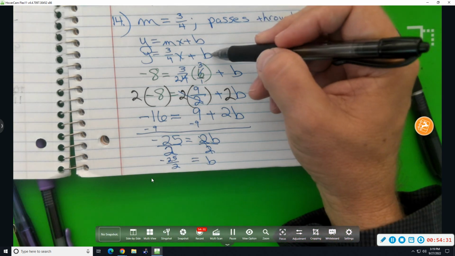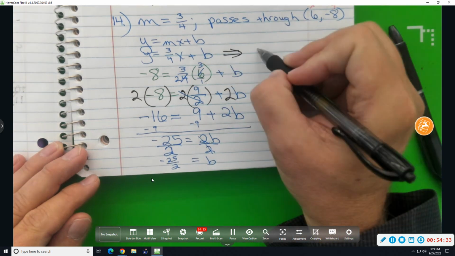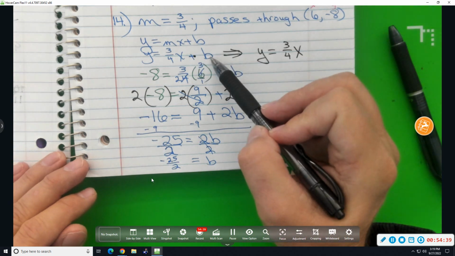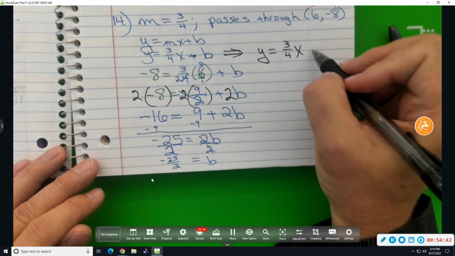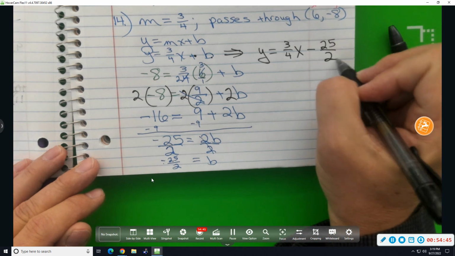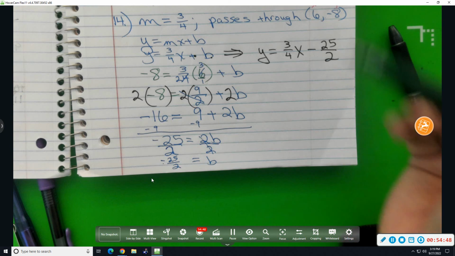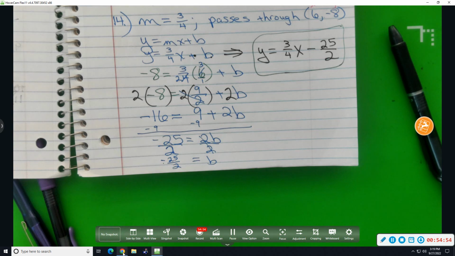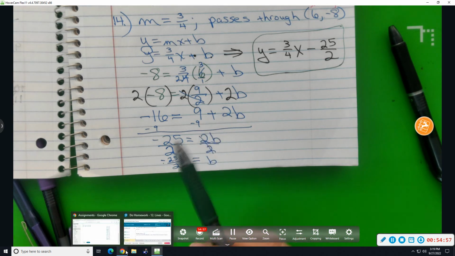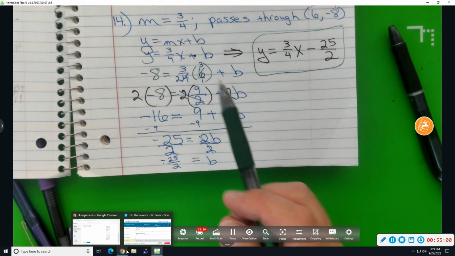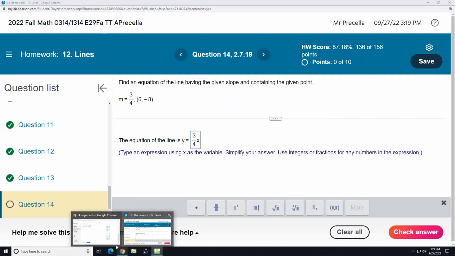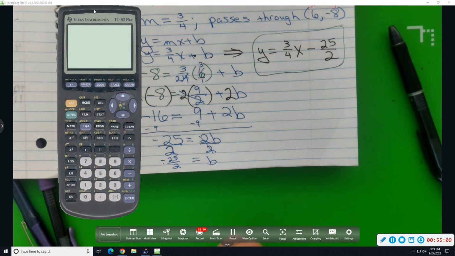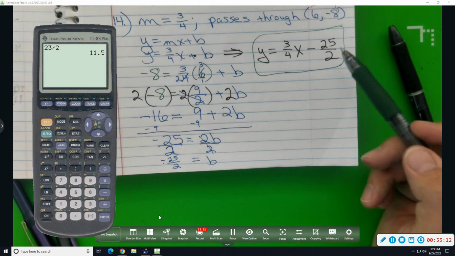So in place of that b, we already know y equals 3/4 x, but instead of a plus b, we have minus 25 over 2. Any questions there? You could have worked with the fractions rather than multiplying by 2. You could have subtracted 9 halves from both sides, rewriting negative 8 as negative 16 over 2 minus 9 over 2. That would have given you negative 25 over 2 also.